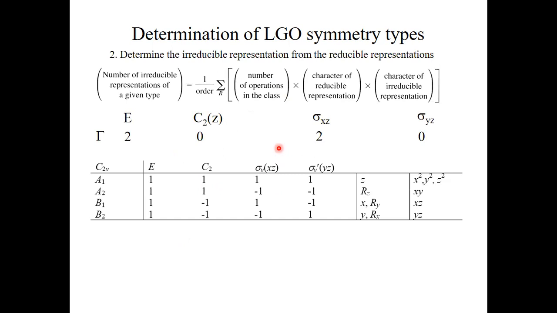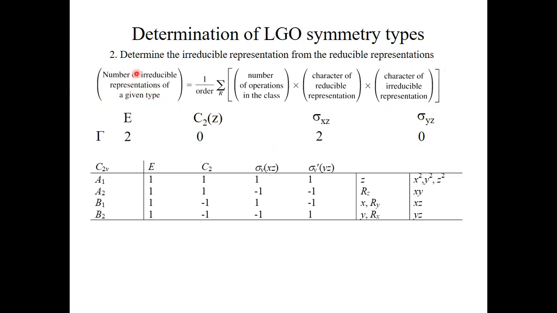Let's determine the symmetry types of the ligand group orbitals from the reducible representations that we just determined. And in order to do this, you can use a formula from group theory, which is called the reduction formula. And this reduction formula is shown here.